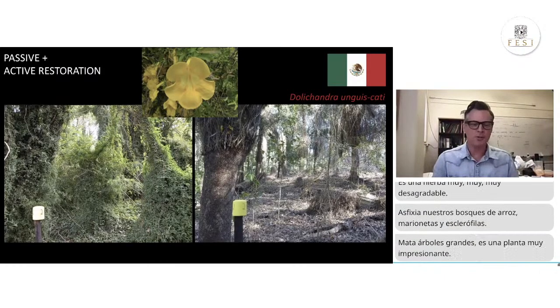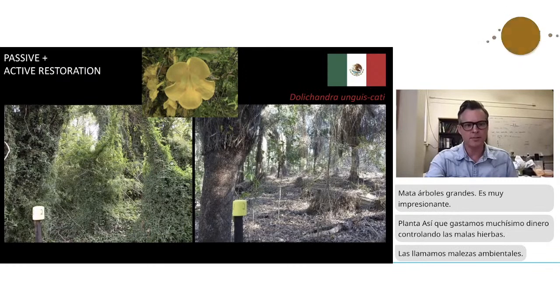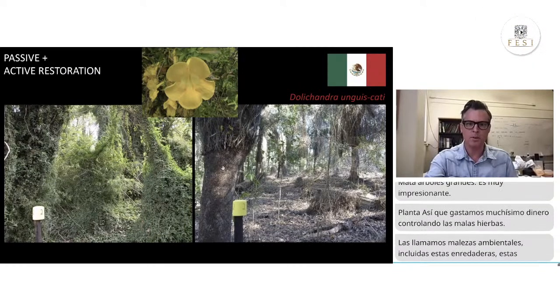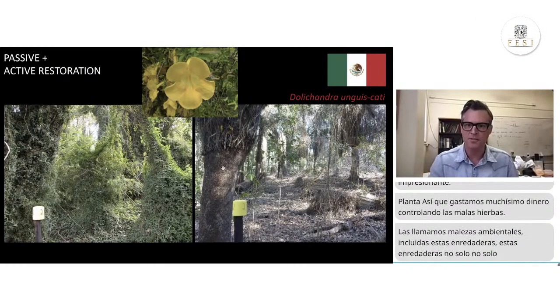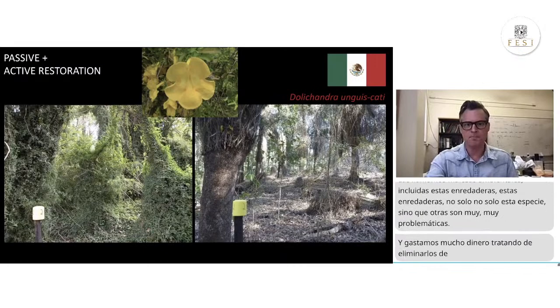So we spend lots and lots of money controlling weeds. We call them environmental weeds, including these vines. These vines, not just this species, but others, are very problematic, and we spend lots of money trying to remove them from our ecosystems.